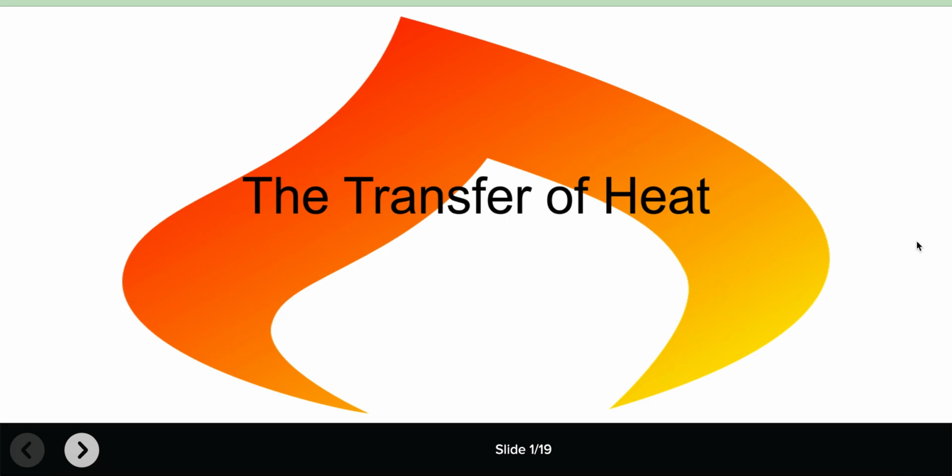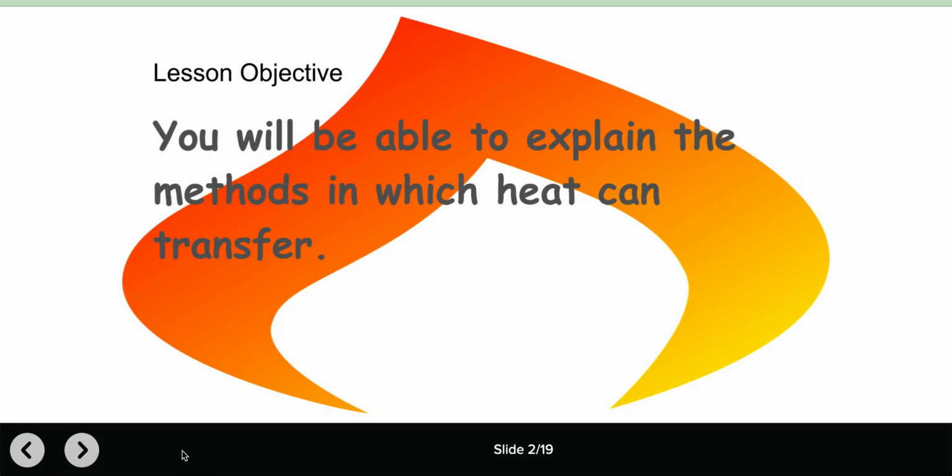Other times they have to just be close up to each other, or maybe there's a fluid involved, and then that changes how the heat's transferred as well. So that's really what we're going to be focusing on today. And after today's lesson, you're going to be able to tell me all the different methods that heat can be transferred. That is my goal for you guys.